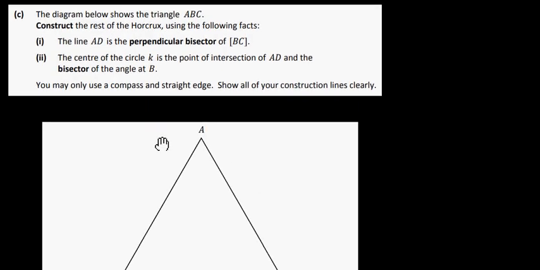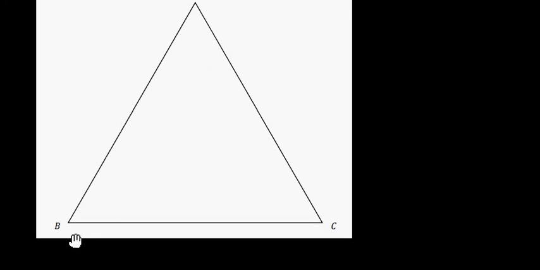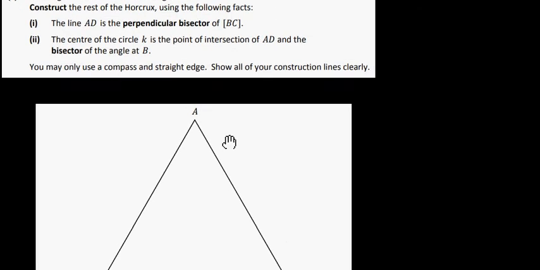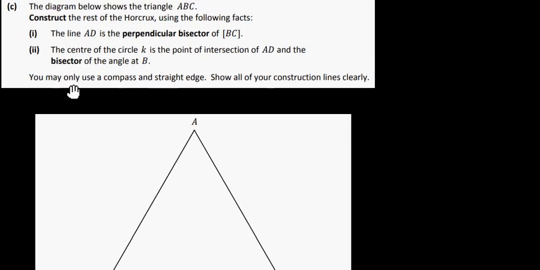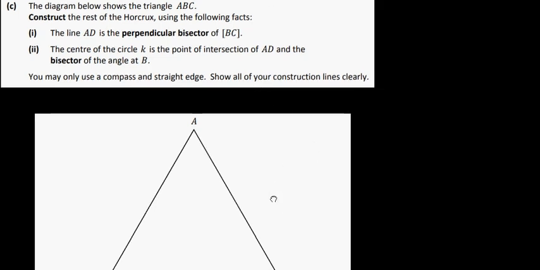Okay, secondly then, the center of the circle K is the point of intersection of AD, so that perpendicular bisector, and the bisector of the angle B. So we've also got to construct a bisector of this angle here. We've got to bisect this angle. That will draw a line up here, it will intersect this line, and that intersection is the center of our incircle there. And is that all we have to do? Let me see. You may only use a compass and a straight edge. Show all your construction lines clearly.